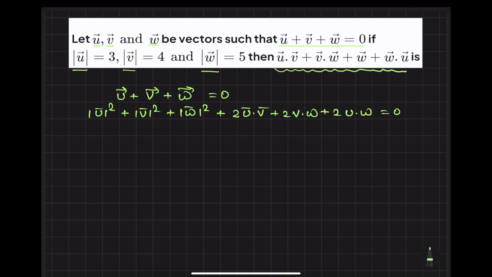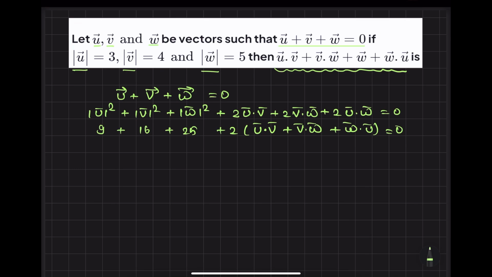Okay, now let's simplify things. So the magnitude of u vector is 3, so 3 square is 9, then 16, then 25. You guys can take 2 common: 2 times (u dot v plus v dot w plus w dot u) equals 0.